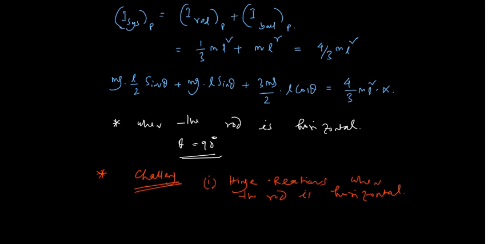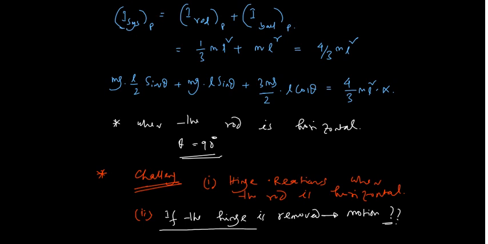One challenge is that when the rod is horizontal, now what if the hinge is removed? Then what will be the motion of the rod? That you have to figure out in presence of electric field, without the presence of electric field, right? So you have to find out the motion of the rod when the hinge is removed, the moment the rod becomes horizontal, in presence of the electric field, and if the electric field doesn't stay, right?